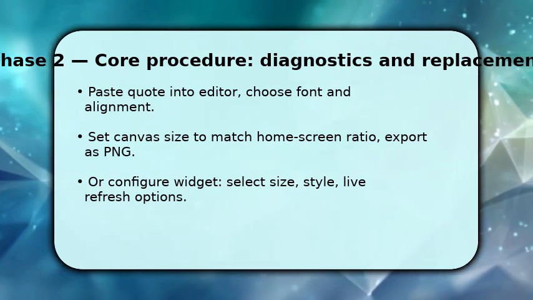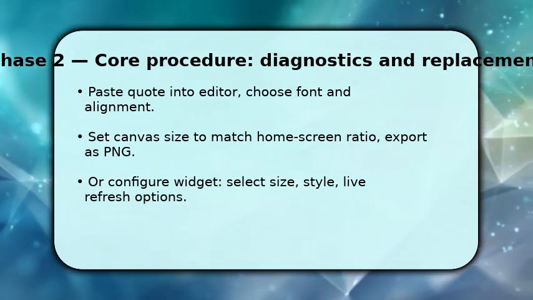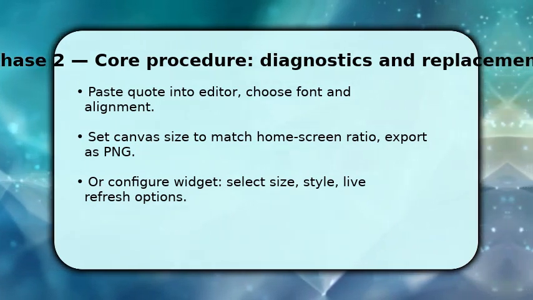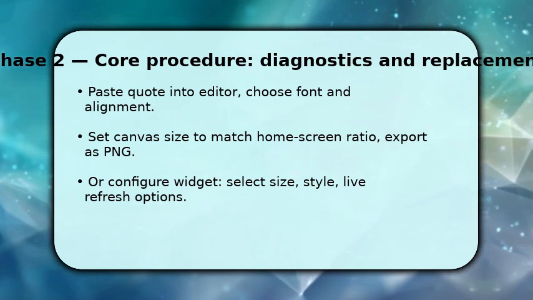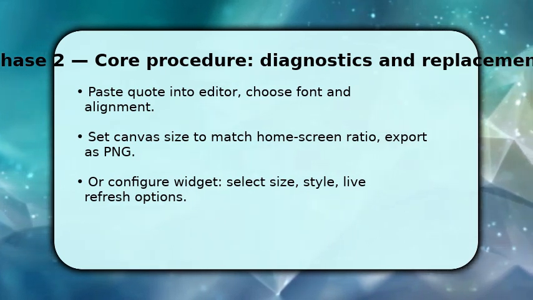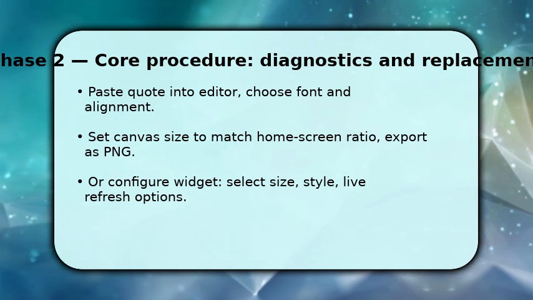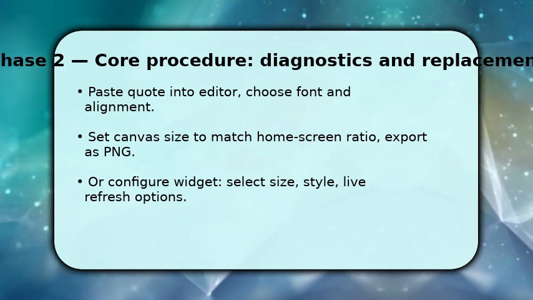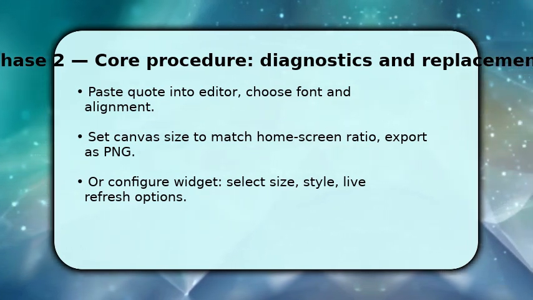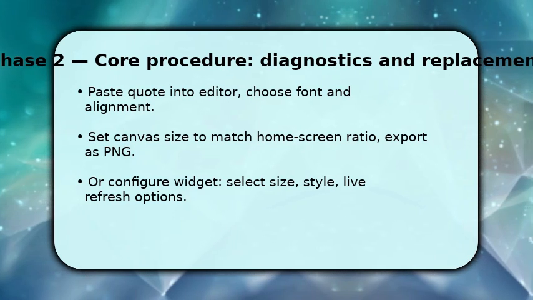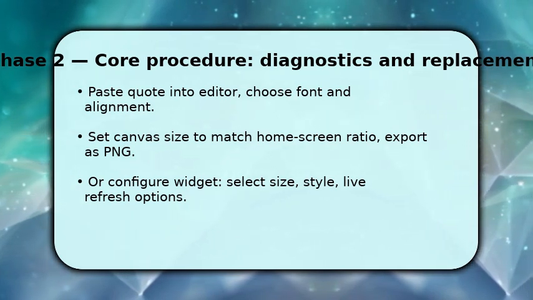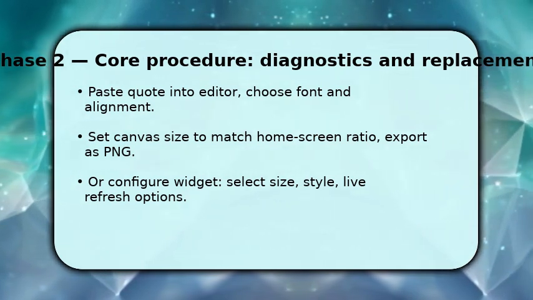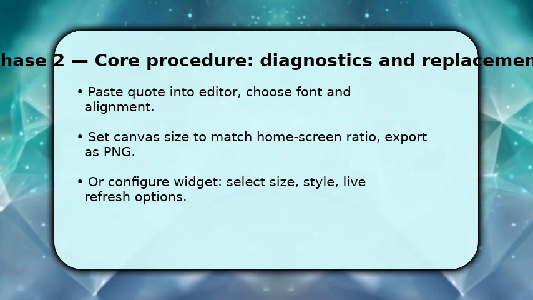Paste the text into an editor or the widget creator, then pick a readable font and center or left align based on your layout. Set the canvas or widget size to match your screen ratio. Most phones are 16:9 or similar, and export as a PNG if using an image. If you use a widget app, choose the widget size, pick a style, and set refresh options so the quote can rotate. This ensures the final asset fits perfectly.